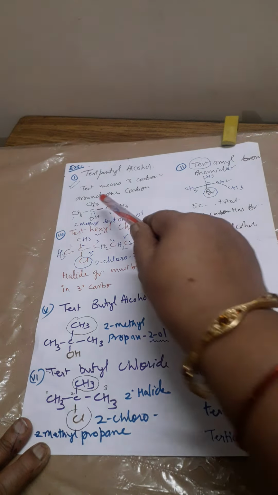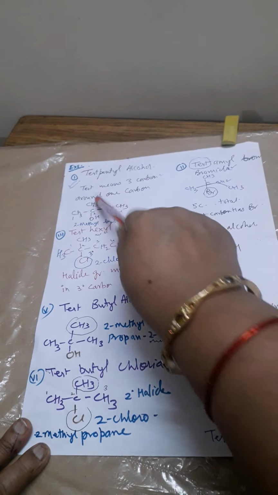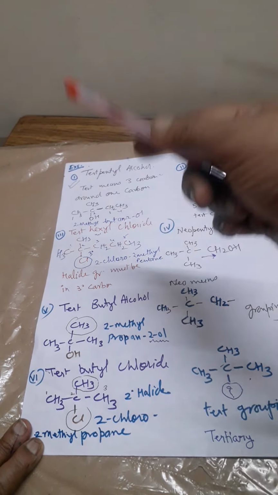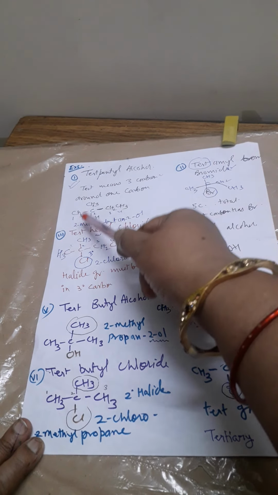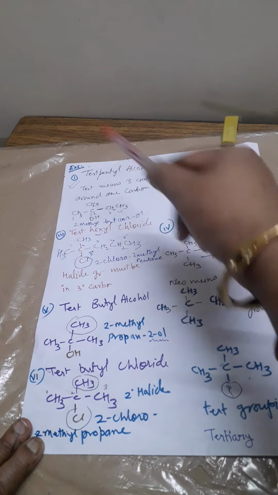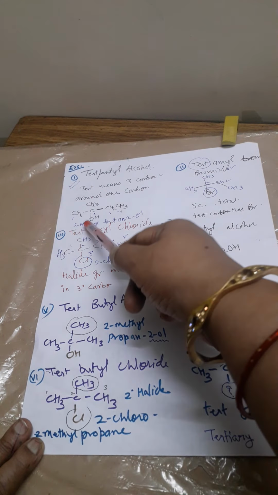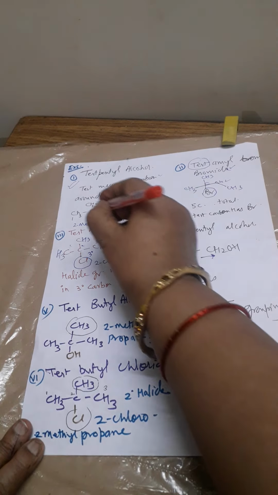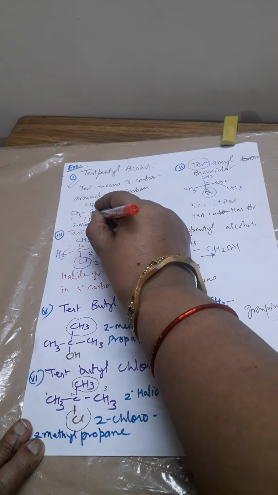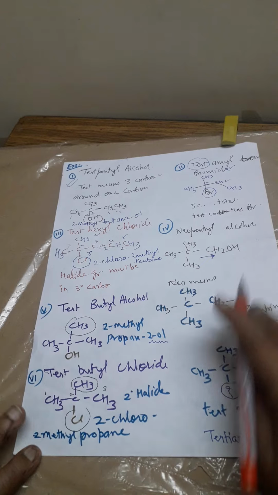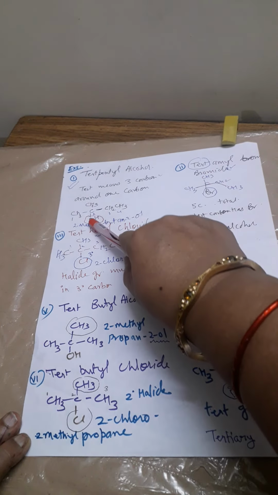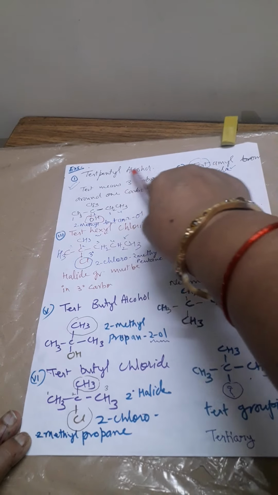Total carbon how many? 1 2 3 4 5. Total carbon 5. So it is tert-pentyl. If OH, then tert-pentyl alcohol. If it is Cl, then it will be tert-pentyl chloride. If it is Br, it would be tert-pentyl bromide. Accordingly, you have to name by seeing which functional group is present over here. Here OH, so we will call it tert-pentyl alcohol. Clear to you? This functional group decides the naming of the compound.